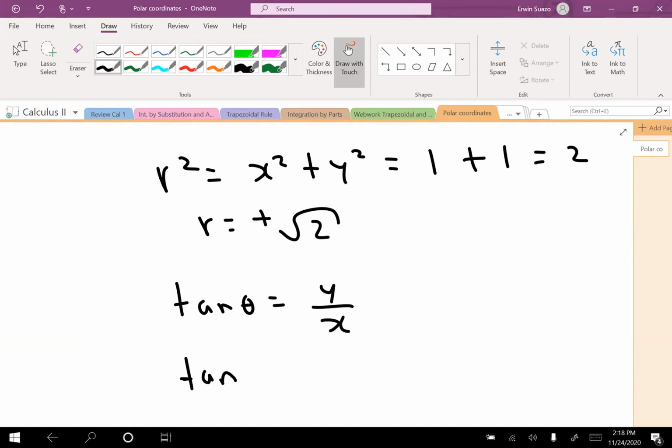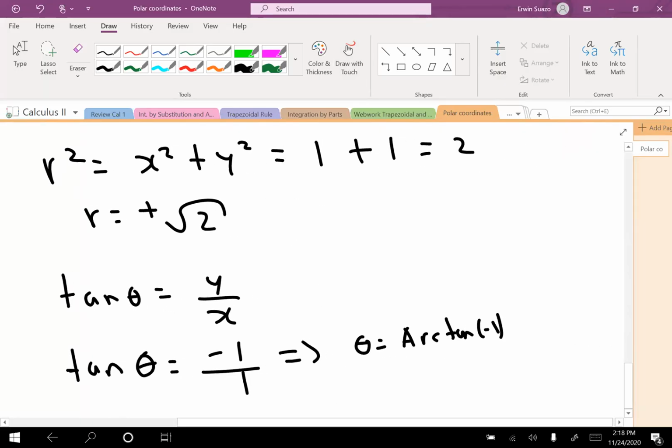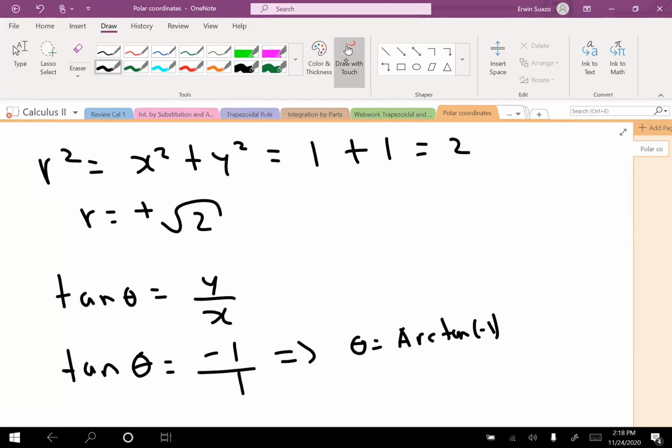We don't know theta, right? So y is -1, x is 1. So we use our calculator and find theta equals the arctangent of -1. So the arctangent of -1 is... okay. So let's do something first before.